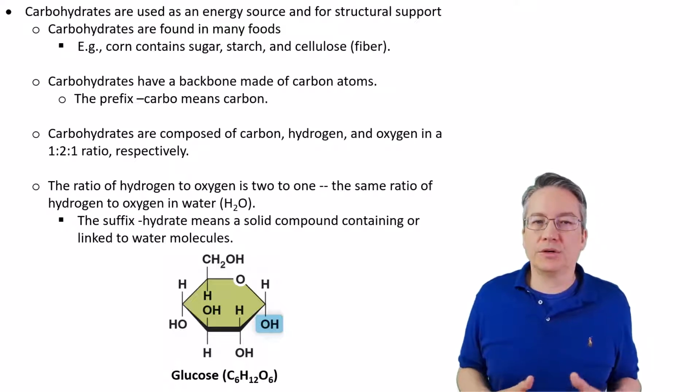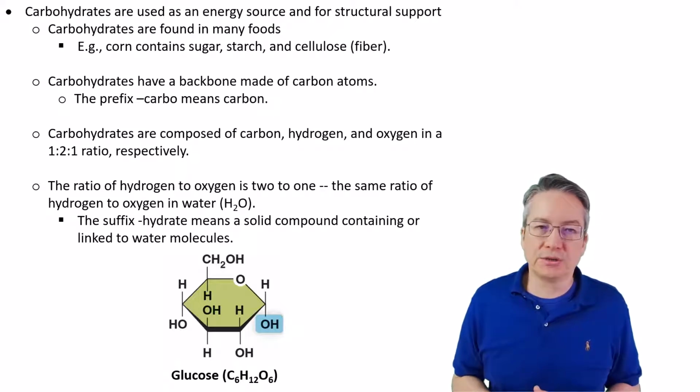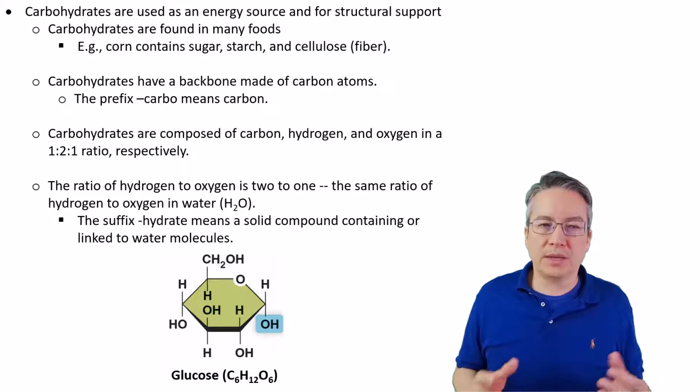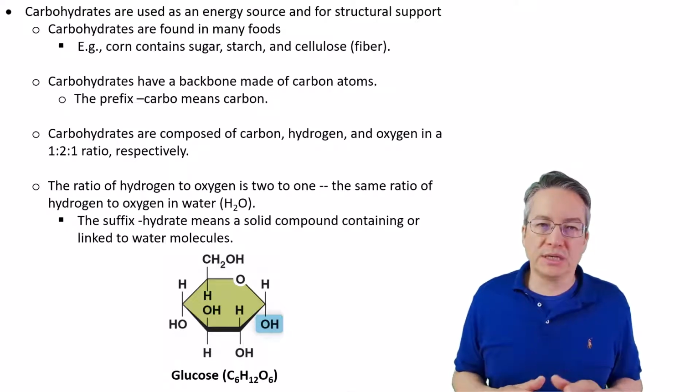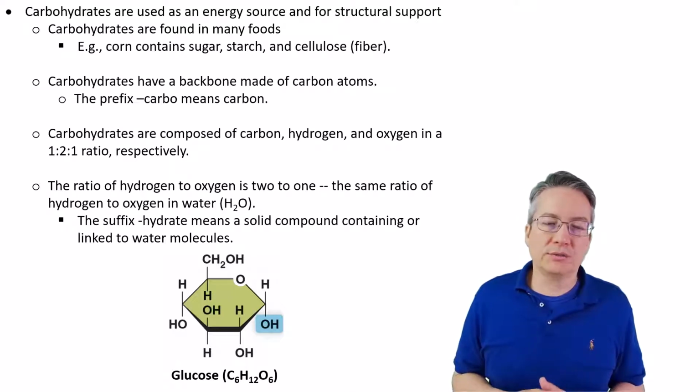Sugar and starch are both used for energy within organisms, so within the plant itself, and also, of course, we can eat corn and take the sugar and starch in and use those as an energy source. Cellulose is fiber. So in the corn plant, the cellulose is used in the cell walls that surround the cells. And so they give structure to the corn.